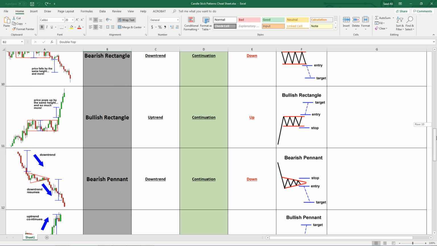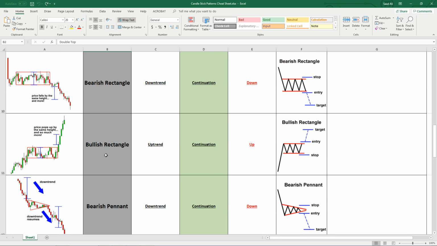The next pattern is a bullish rectangle. So what price is doing, it's happening in an uptrend. So price is coming up, up, up. It starts forming this bullish rectangle, and then because this is a continuation pattern, the next move we're predicting is going to be up, and price accelerates upwards. And this is how you would trade it. It would come from an uptrend, get stuck in a bullish rectangle, and then price would accelerate upwards, and this is how you place your stop and entry and target.